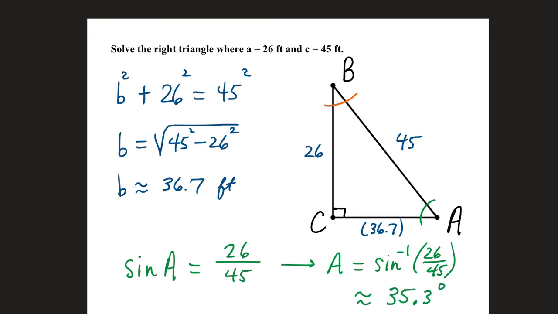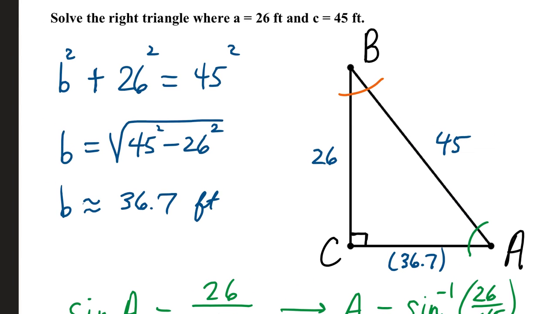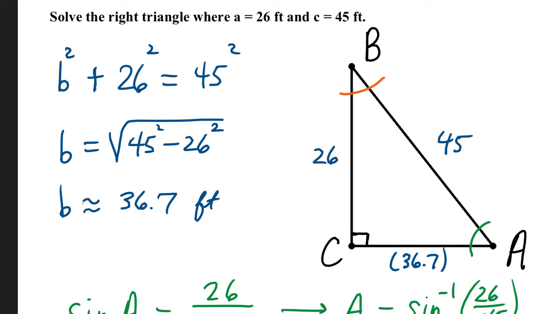And let's do one more. This time we'll be given two sides. Solve the right triangle where side A is 26 feet and side C is 45 feet. I try to keep my labeling consistent for you guys. Like I usually try to always make my right angle C. A and B, those can really float around anywhere. But anyway, for consistency, I try to put them in the same spot for you.